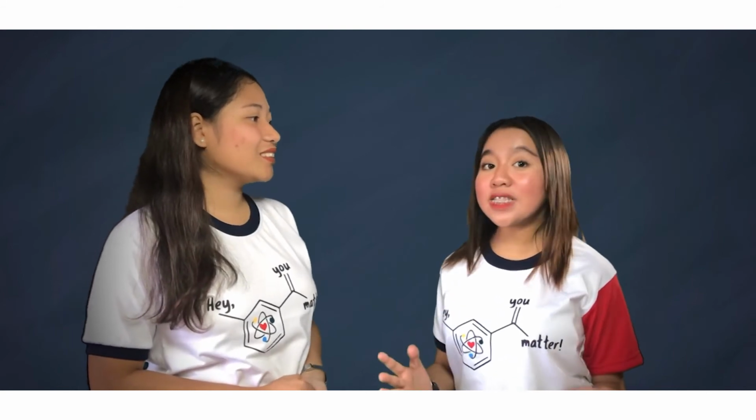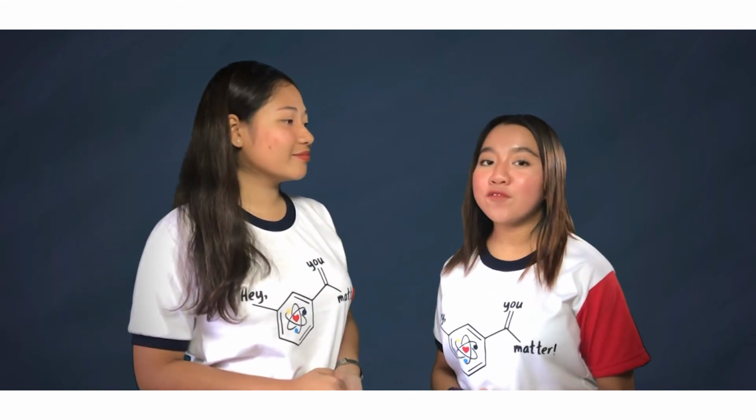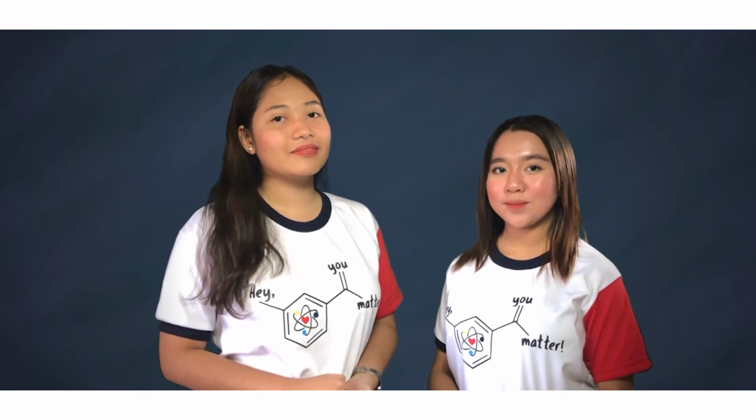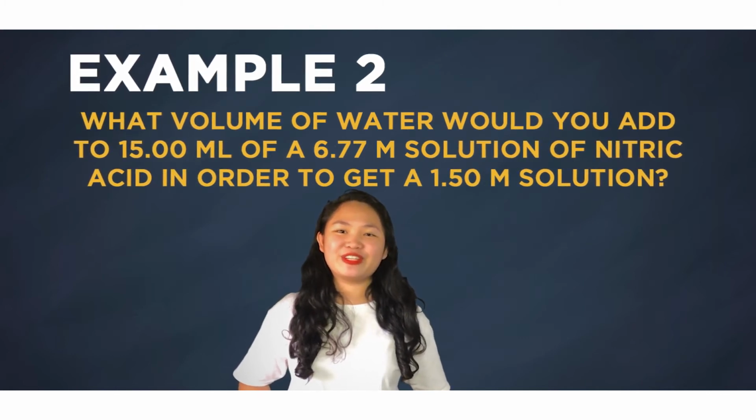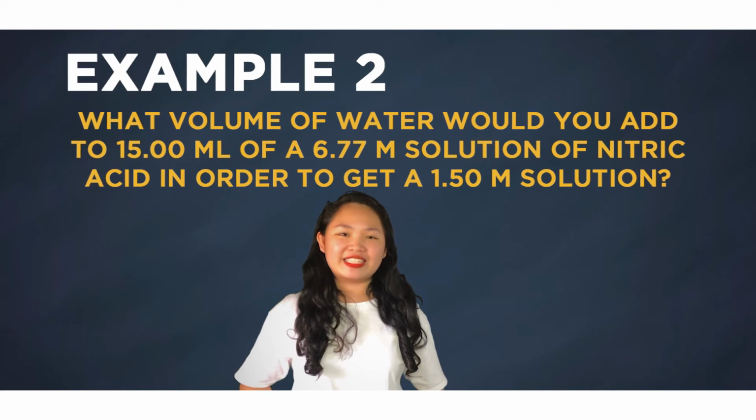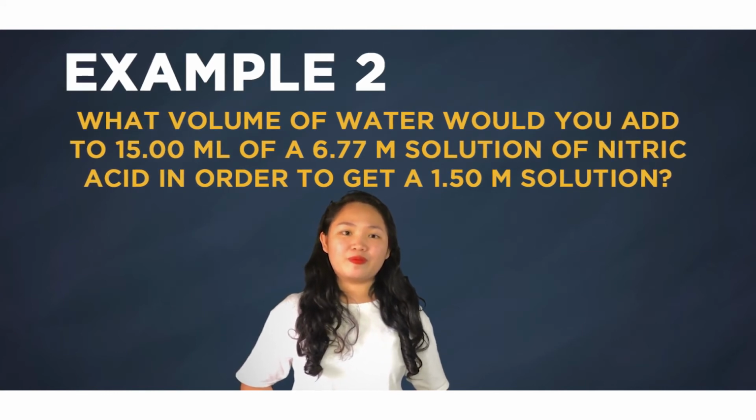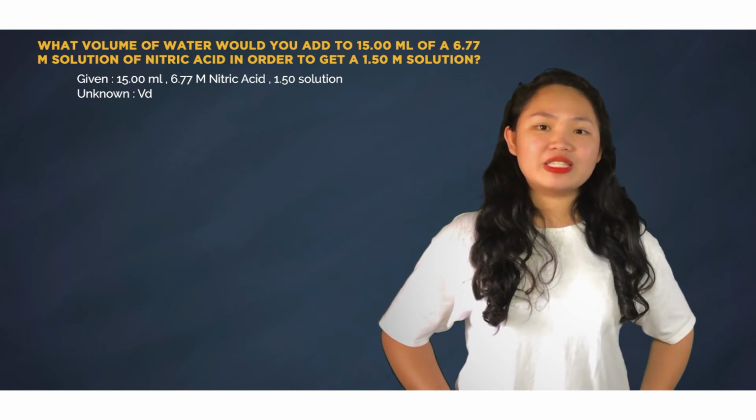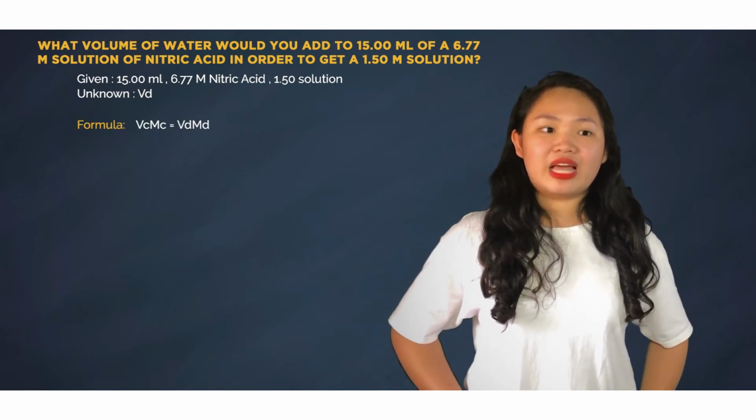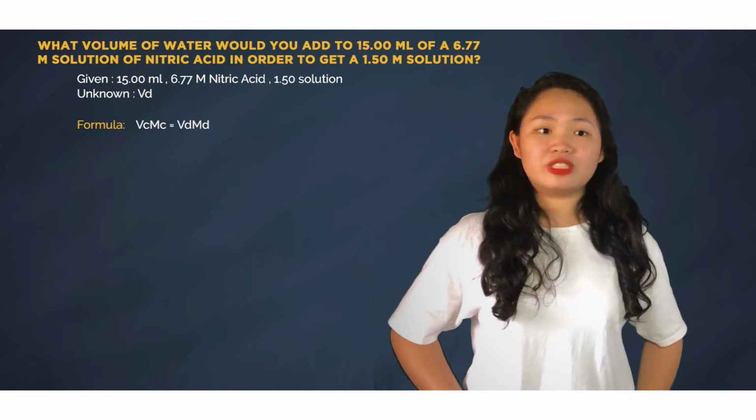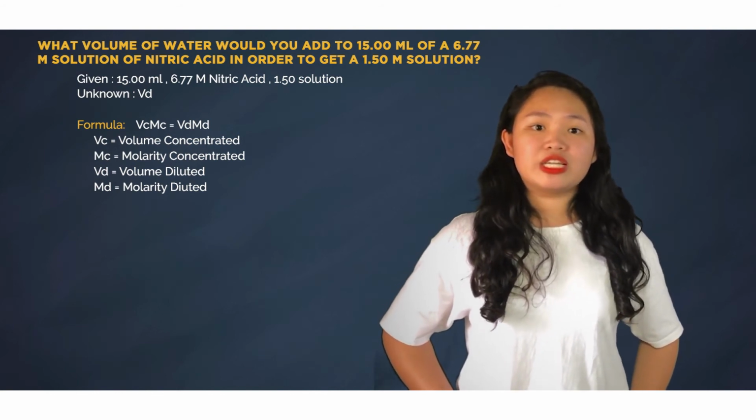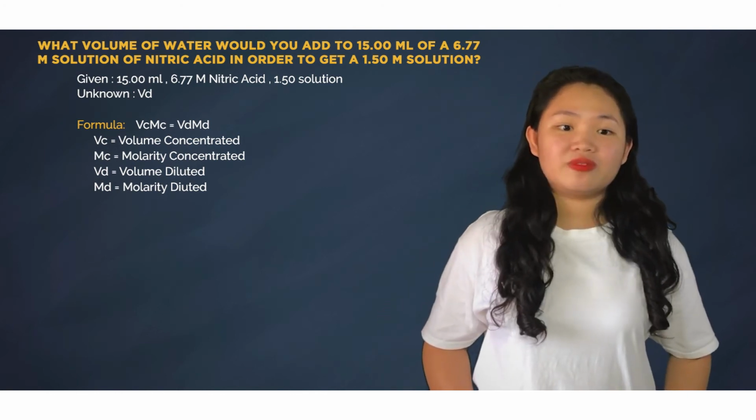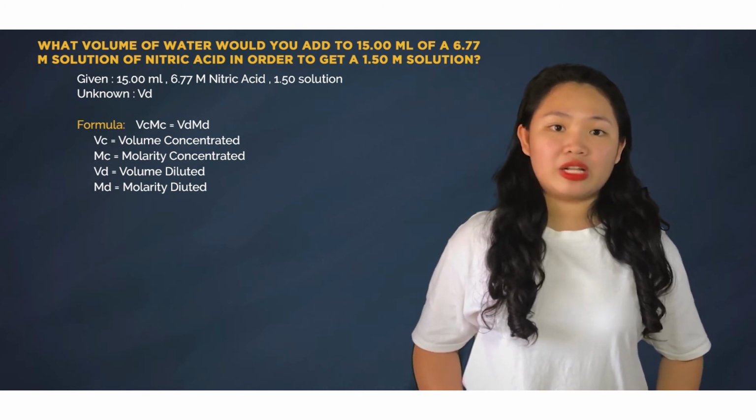I think it's not enough. We need another example. Oh, here's the last one who can give another example and formula of dilution of concentrated acid. Example, what volume of water would you add to 15.00 ml of a 6.77 M solution of nitric acid in order to get a 1.50 M solution? This dilution problem uses the formula V sub C times M sub C is equal to V sub D times M sub D, where V sub C is volume concentrated, M sub C is molarity concentrated, V sub D is volume diluted, and M sub D is molarity diluted.